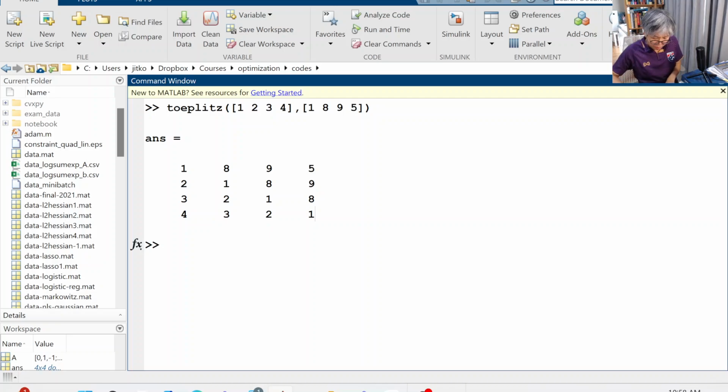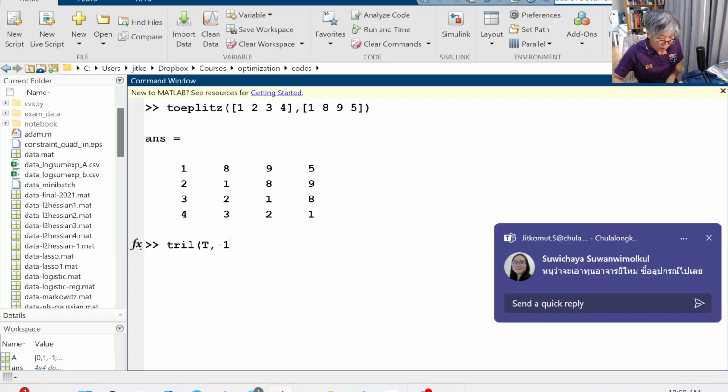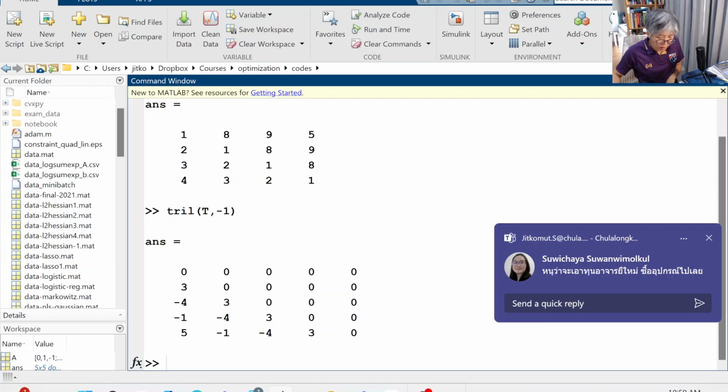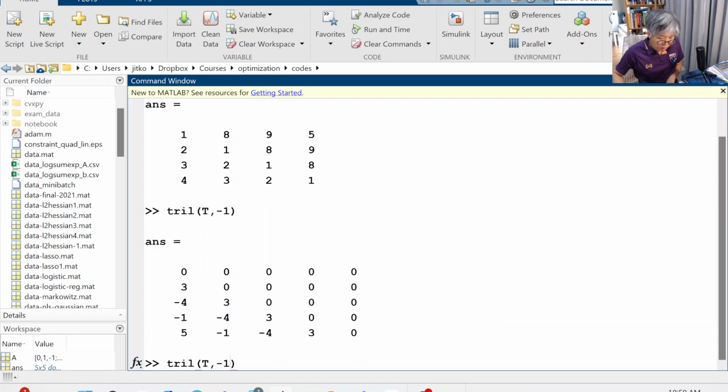If I trim down, for example, if I would like to get only the band of the Toeplitz matrix, suppose I trim T like this. I trim U.